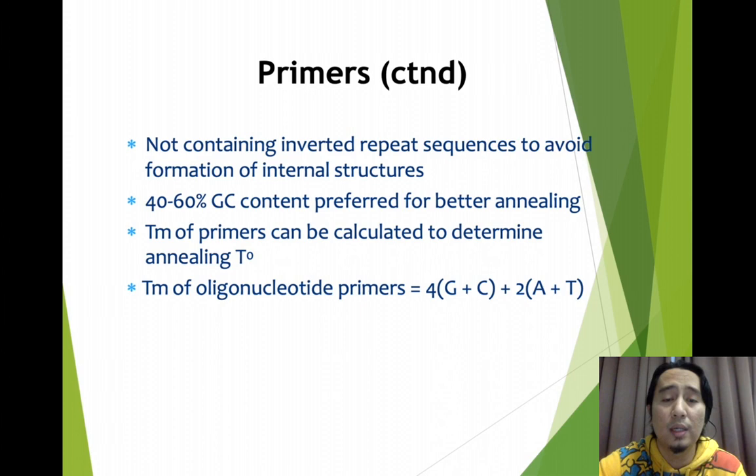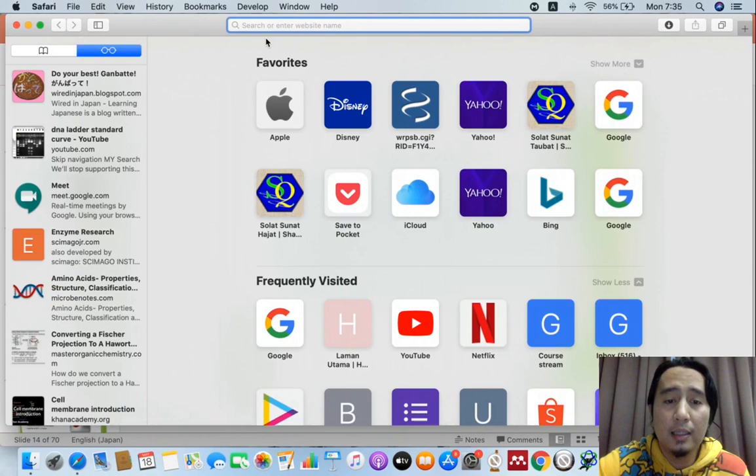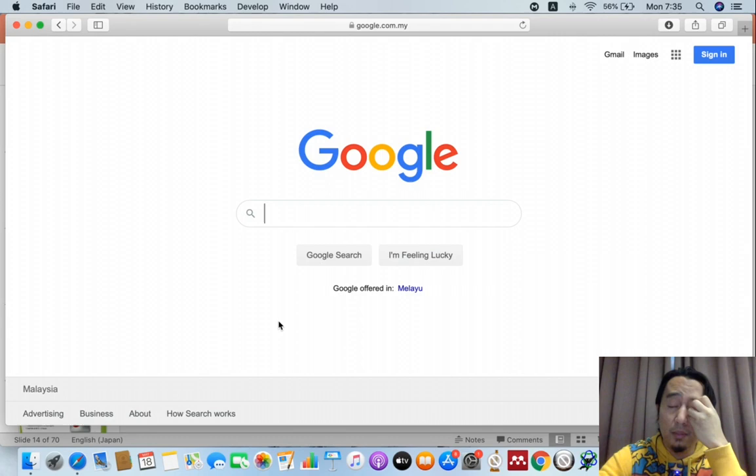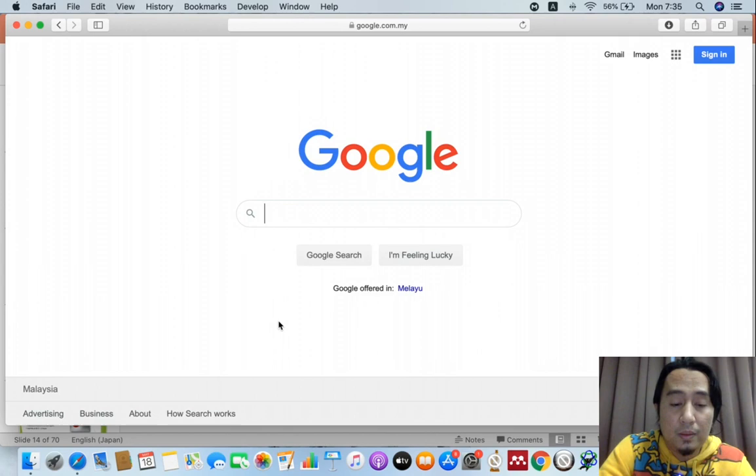And actually, nowadays you can calculate the Tm by using online tools, because it's easier. Okay, let me show you primer.